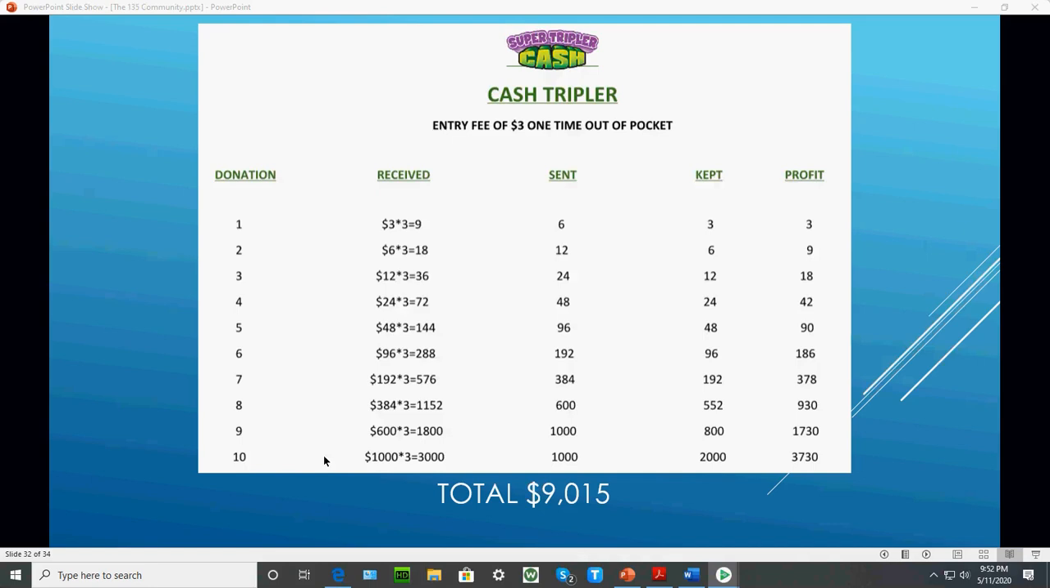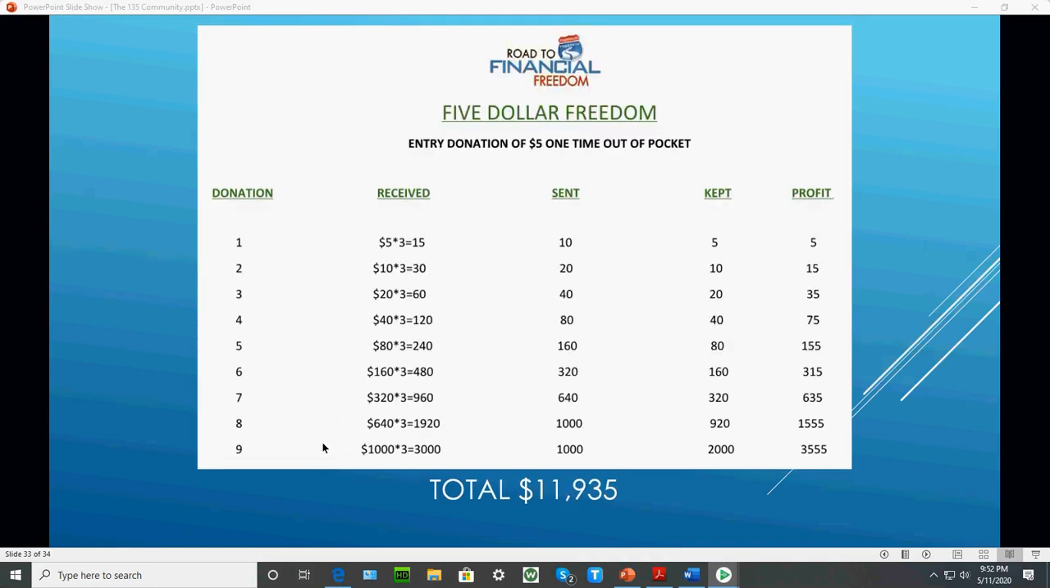Now, the 10th donation day of the cash tripler becomes the 8th donation day in the $5 freedom. In the 8th donation day in the $5 freedom, that's $640 from the three people. That's $1,920. You're going to take $1,000 and donate that to your inviter. You're going to keep $920 for yourself. That's $1,555 that you've accumulated just in the $5 freedom.